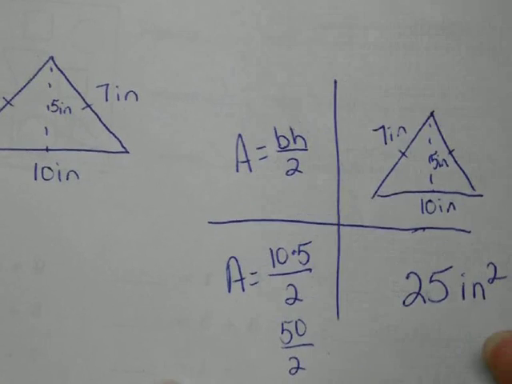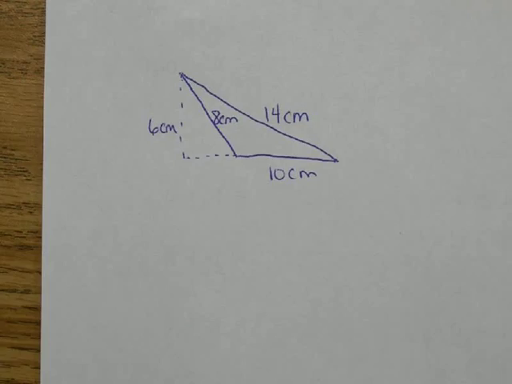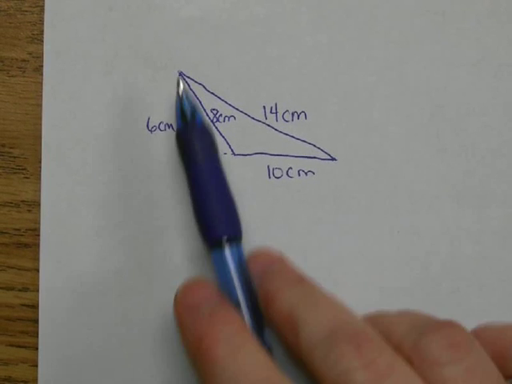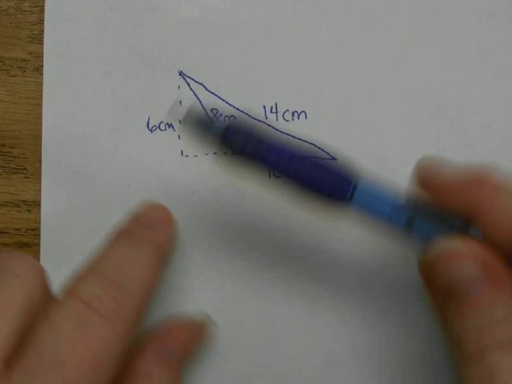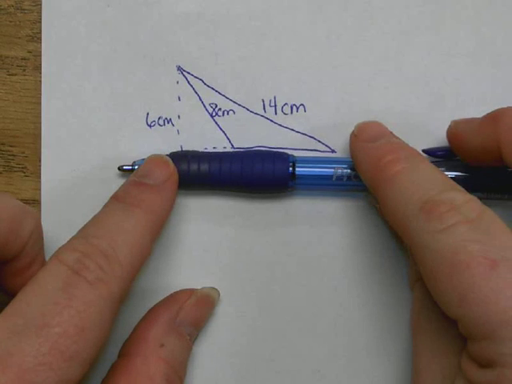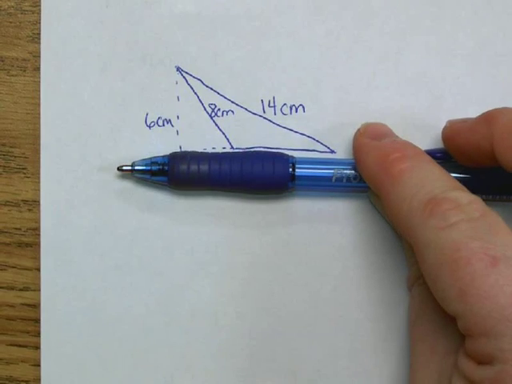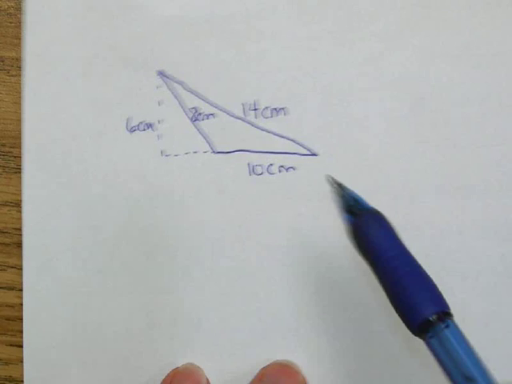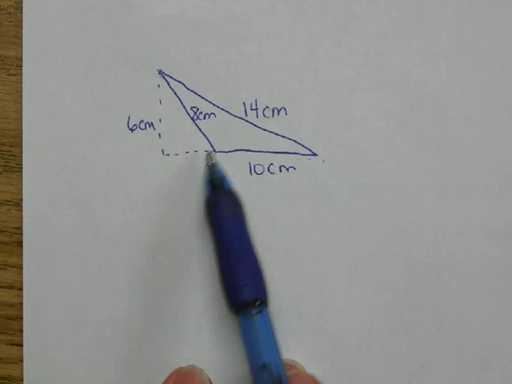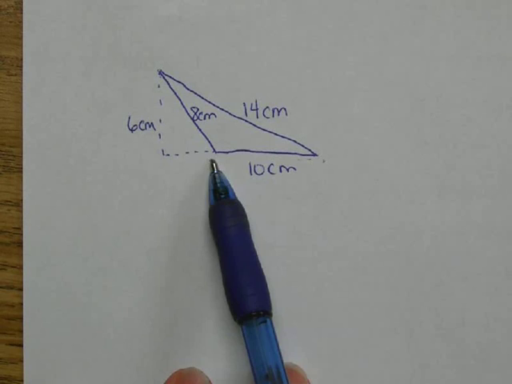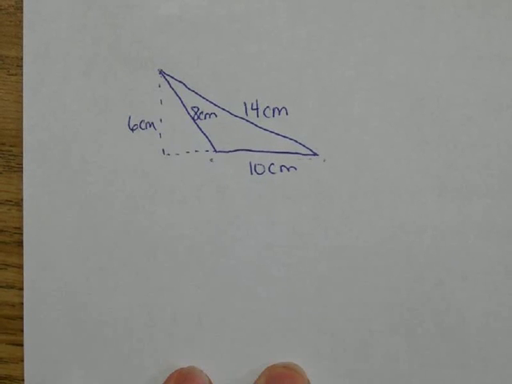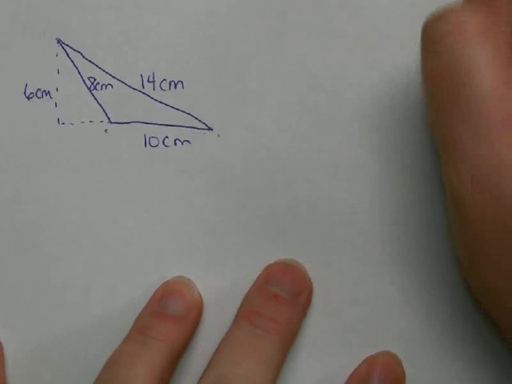Let's look at one more. This one, my height is on the outside actually, because if my base were over here, then the straight up and down is from here to that vertex. So in this case, I have a base of 10, and my height, which is straight up and down, is 6. So again, I'm going to use my quad.